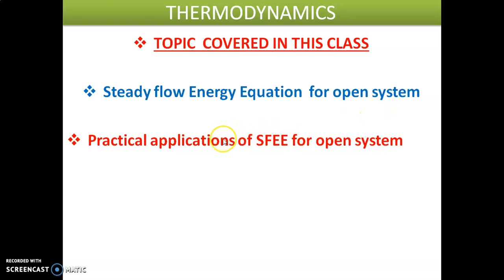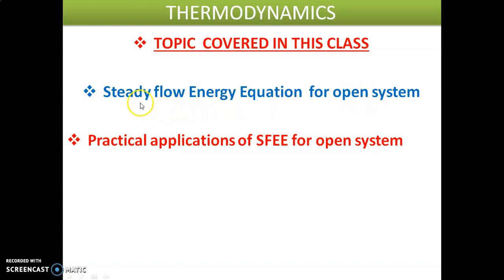So let us start with the open system. What is the definition of the open system? We have already seen it in the previous class. The system in which both mass transfer and energy transfer take place across the system boundary is called an open system.